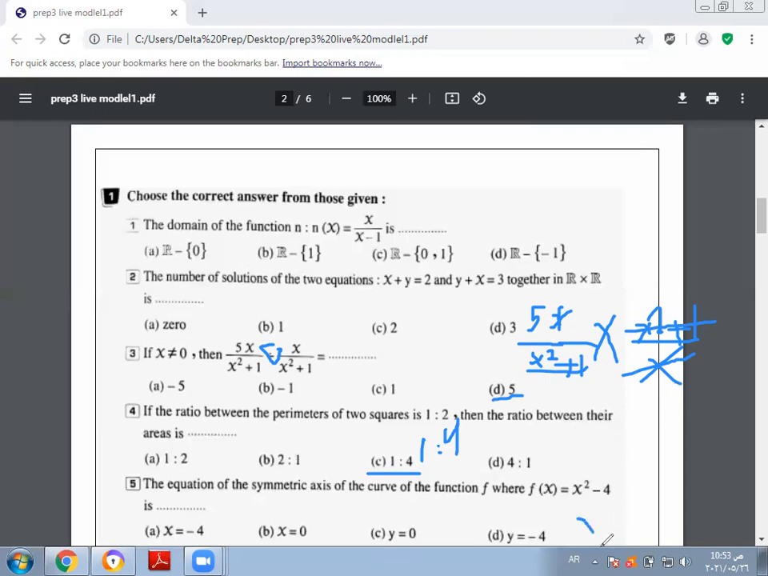So the vertex here equal 0. Vertex here equal 0. So the axis of symmetry will be x equal 0. So this is the answer. The next question.